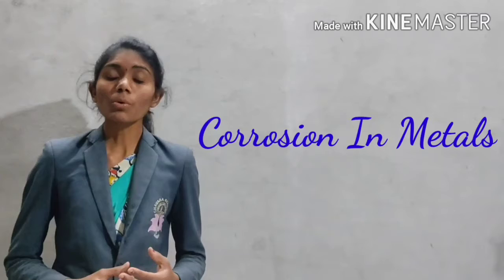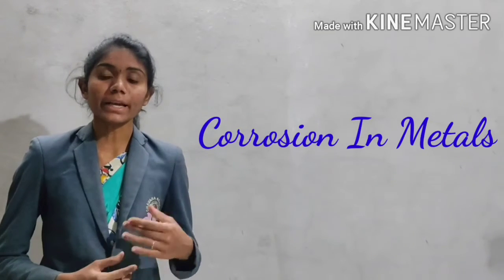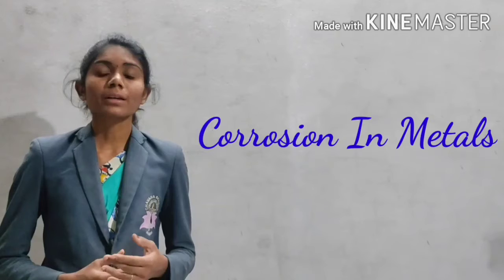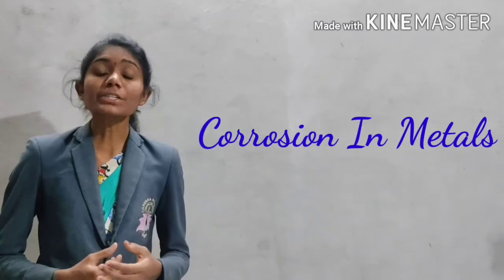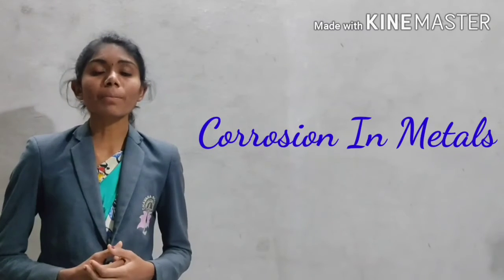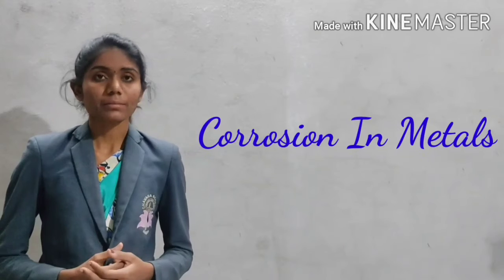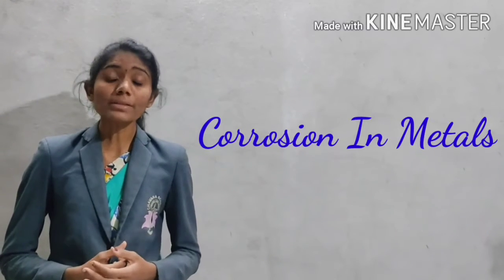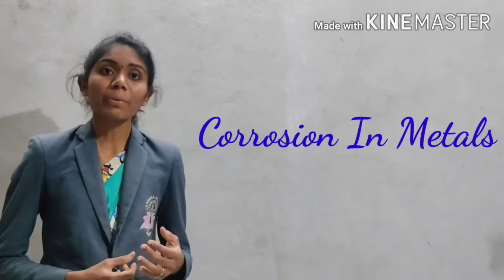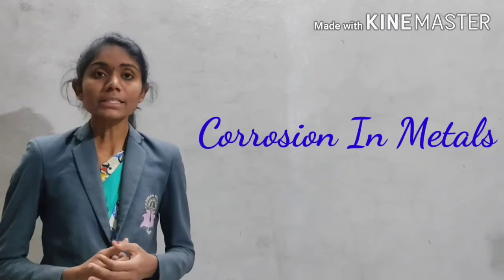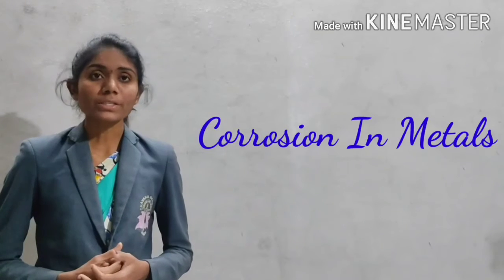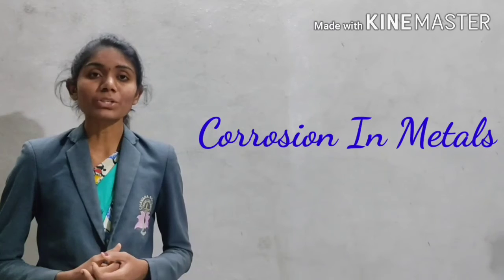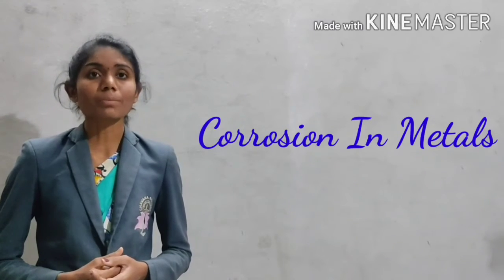Next point is corrosion in metals. Most of the metals, when they get exposed to the atmosphere, react with the moist air and get corroded. Due to that, their properties get destroyed. This happens because metals are very reactive, and a reaction takes place between the metal surface and the moist air. So there is a formation of rust on the surface of the metals.